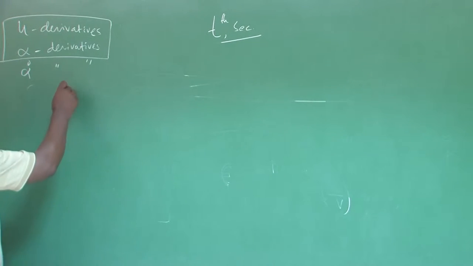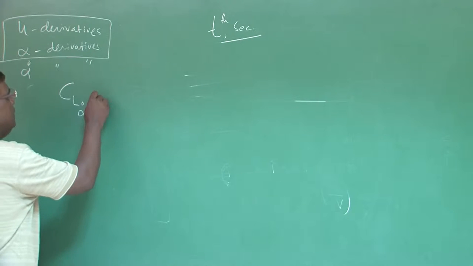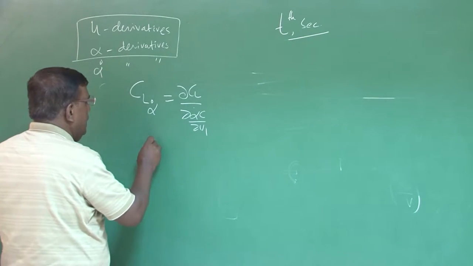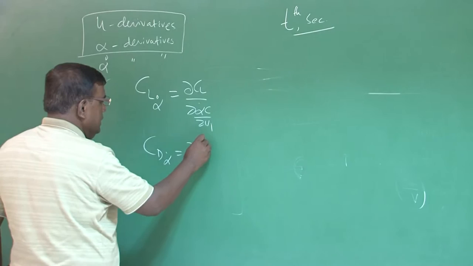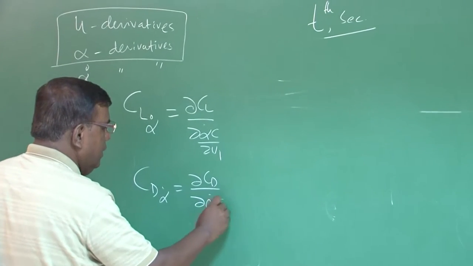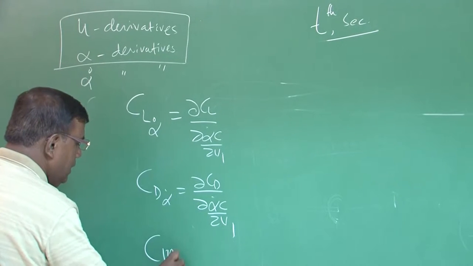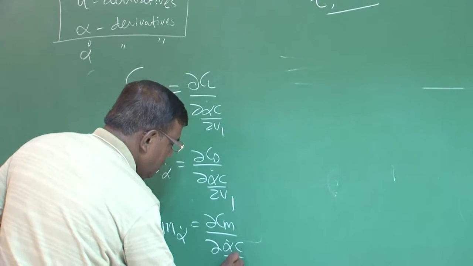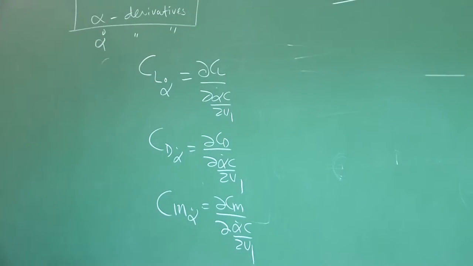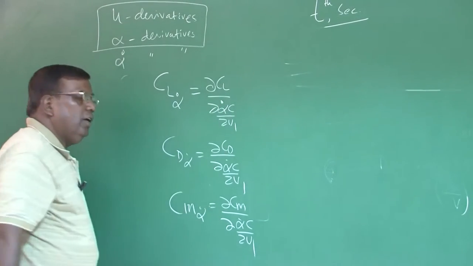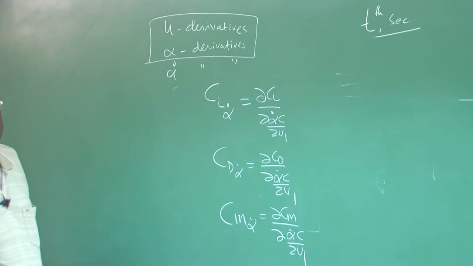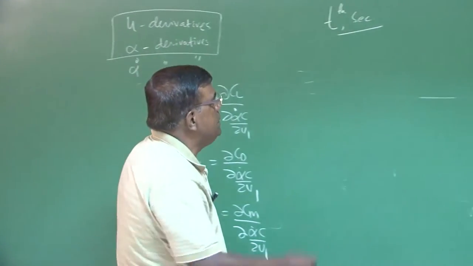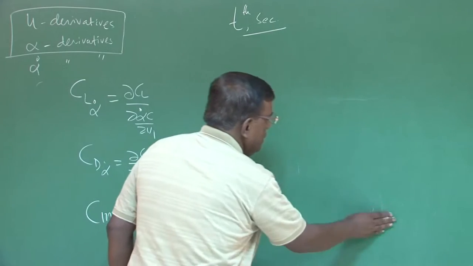And what are those derivatives? We'll try to find out CL alpha dot, which is nothing but dCL by d alpha dot C by 2 U1, CD alpha dot, which is dCD by d alpha dot C by 2 U1, and CM alpha dot, which is dCM by d alpha dot C by 2 U1. By now you know why we are putting alpha dot C by 2 U1, because alpha dot has a dimension. We want to operate in a non-dimensional quantity, so alpha dot C by 2 U1 is a non-dimensional quantity. Right? With this understanding, let us see how do we model it.